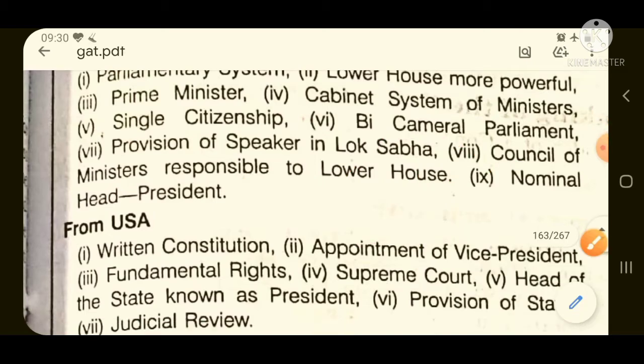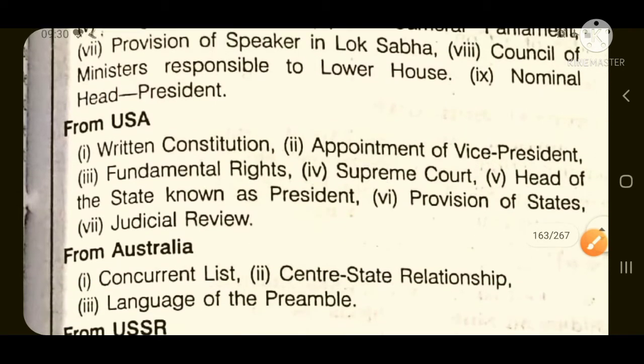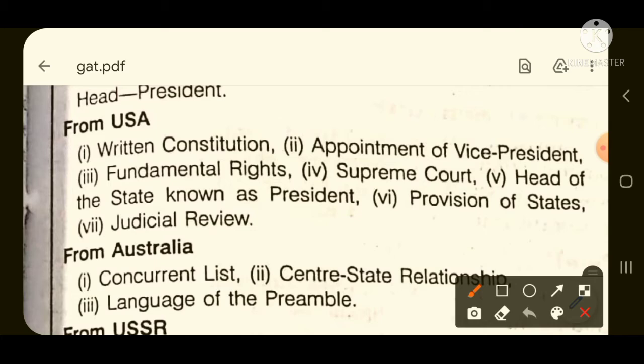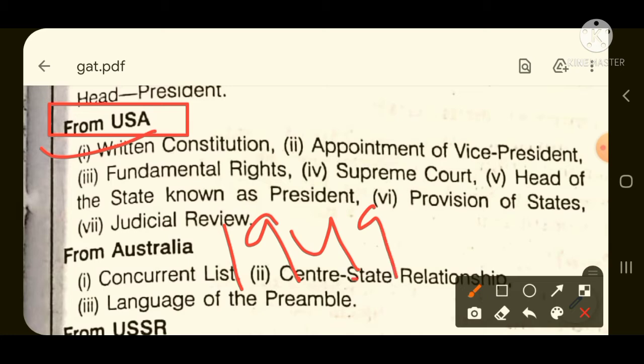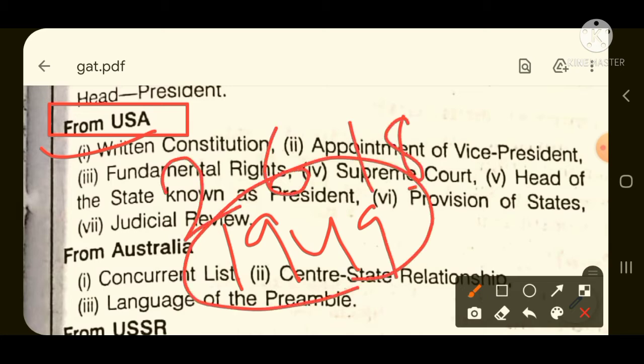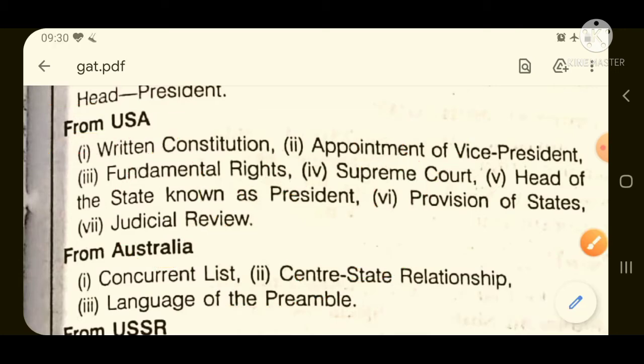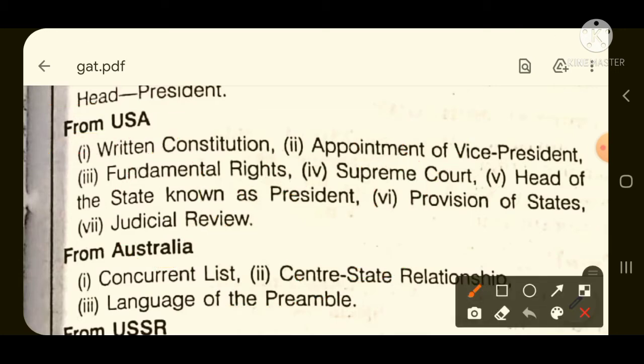Next we will talk about a few features which we have borrowed from the Constitution of United States of America. We have borrowed some features from United States of America also. First one is written constitution. Our constitution is a written constitution which was written in the year 1949. It took almost 2 years, 6 months and 18 days to form our constitution. Father of the constitution is called Dr. Bhimrao Ambedkar.